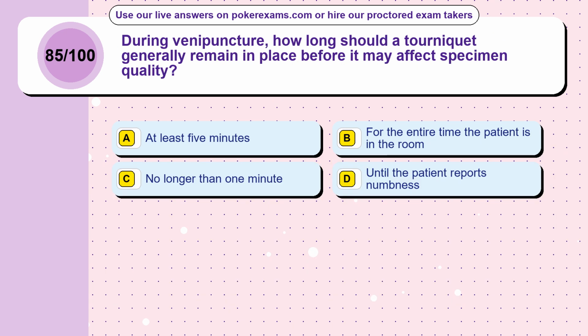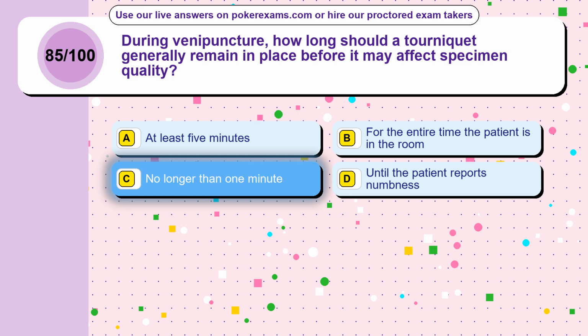Question 85. During venipuncture, how long should a tourniquet generally remain in place before it may affect specimen quality? Option A, at least 5 minutes. Option B, for the entire time the patient is in the room. Option C, no longer than 1 minute. Option D, until the patient reports numbness.